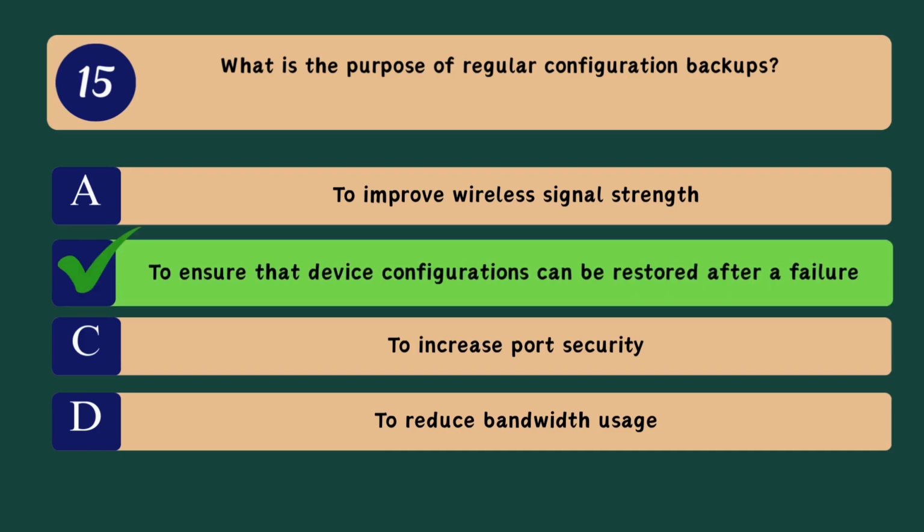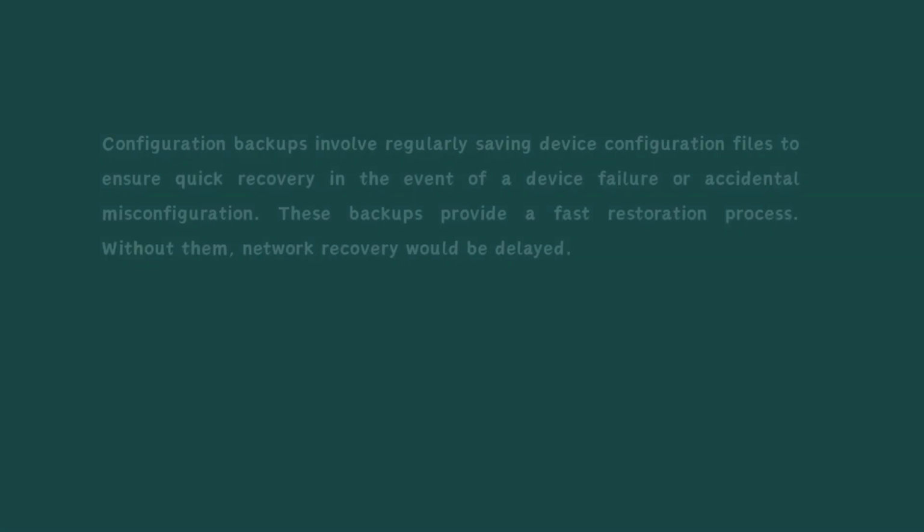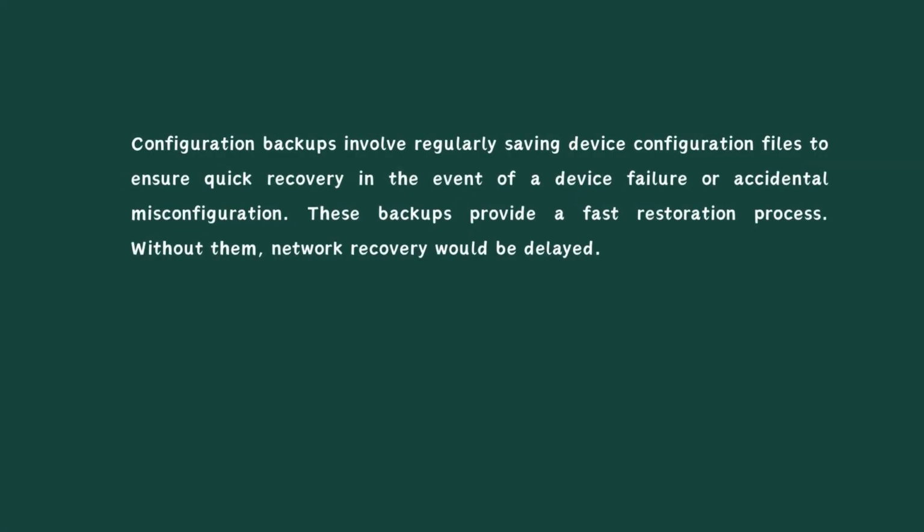Correct answer. B. To ensure that device configurations can be restored after a failure. Configuration backups involve regularly saving device configuration files to ensure quick recovery in the event of a device failure or accidental misconfiguration. These backups provide a fast restoration process. Without them, network recovery would be delayed.